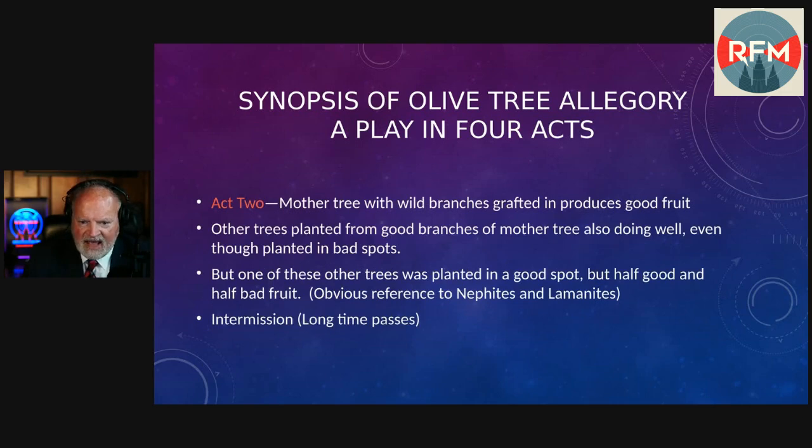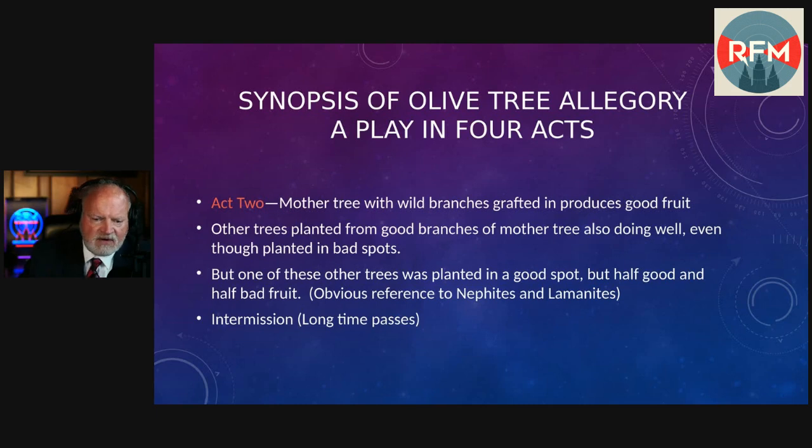The next act, Act 2: the mother tree with the wild branches grafted in produces good fruit. Other trees that are planted from good branches of the mother tree, remember, in the various parts of the vineyard, they're also doing well, even though planted in bad spots of ground. Remember that part. But one of these other trees was planted in a good spot, but half good and half bad fruit. So when the vineyard owner and his servant come back after this long pause, they find everything's doing spectacularly well. Everything's growing great. Everything has great fruit on it.